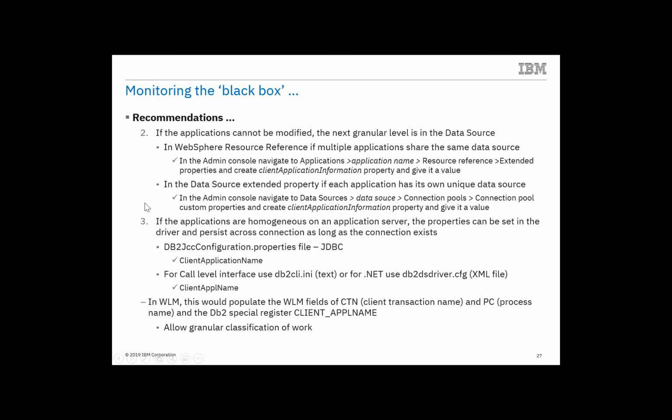But if you've got a whole bunch of different applications running through the same data source, you're going to lose granularity there. If you're lucky enough to have many applications that all come through the same app server, but it's homogeneous in nature, so it's really just one app per app server, then you can get away with just changing the property in the JCC driver itself, or the INI file if you want for .NET. So if it's very homogeneous, it might be as simple as this.